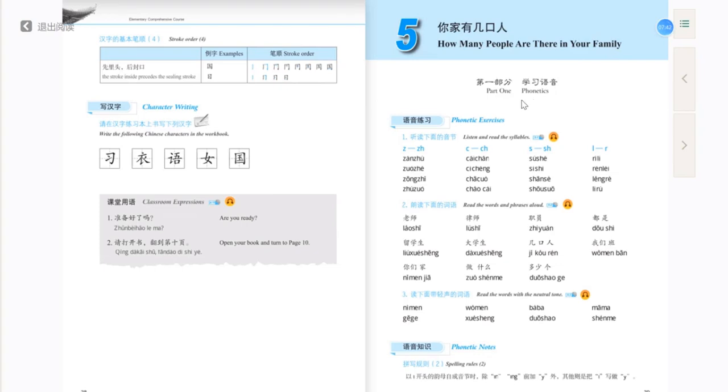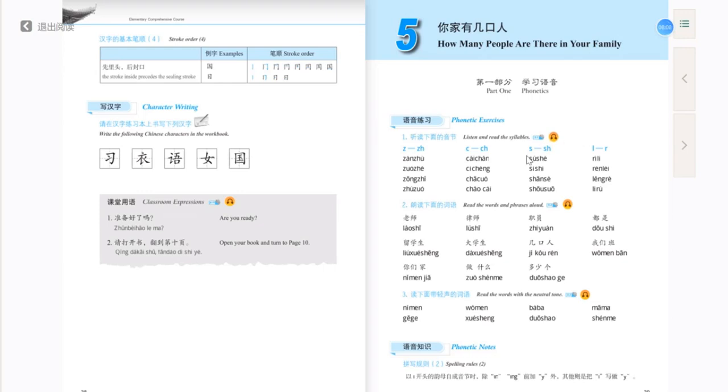So part 1 is phonetics. Phonetics are very important, so in each lesson, you need to practice times and times again. Also, from lesson 1 to lesson 3, we have finished all the Pinyin knowledge, and don't forget to make a review by yourself. And here in lesson 5, first let's do the phonetics exercises.